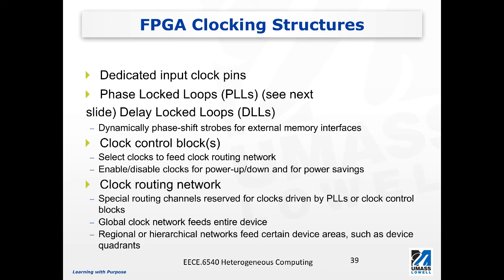The clock routing network is a routing channel that's reserved for driving clock signals. You can use a global clock network to feed the entire device. You can also have hierarchical networks to feed certain device areas.